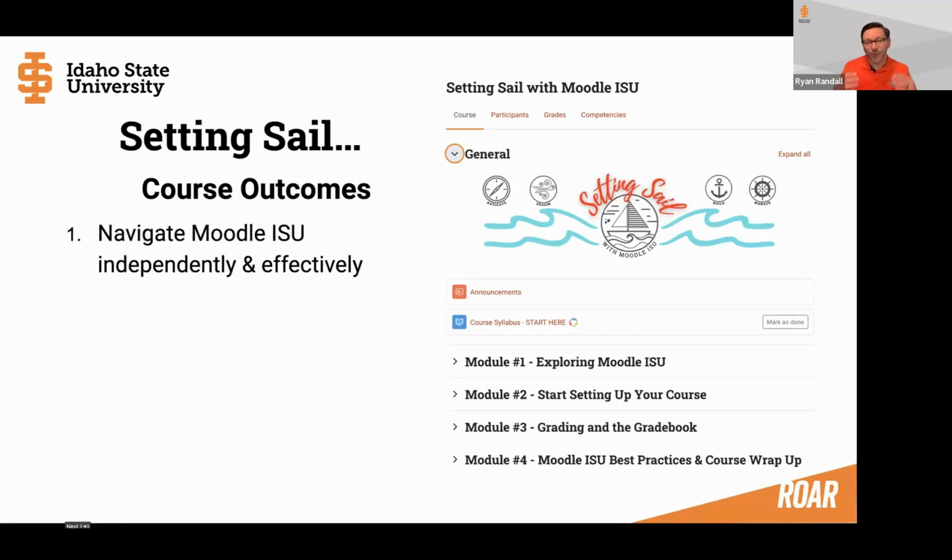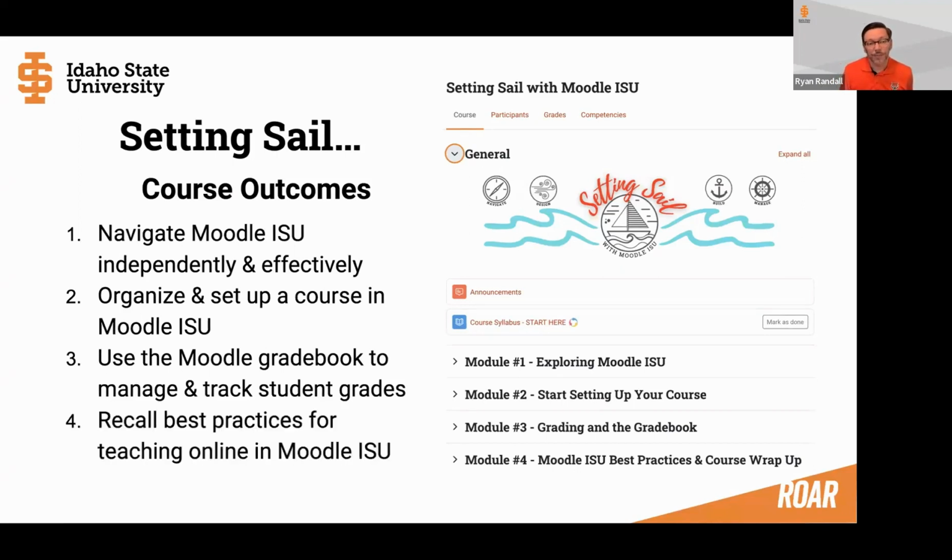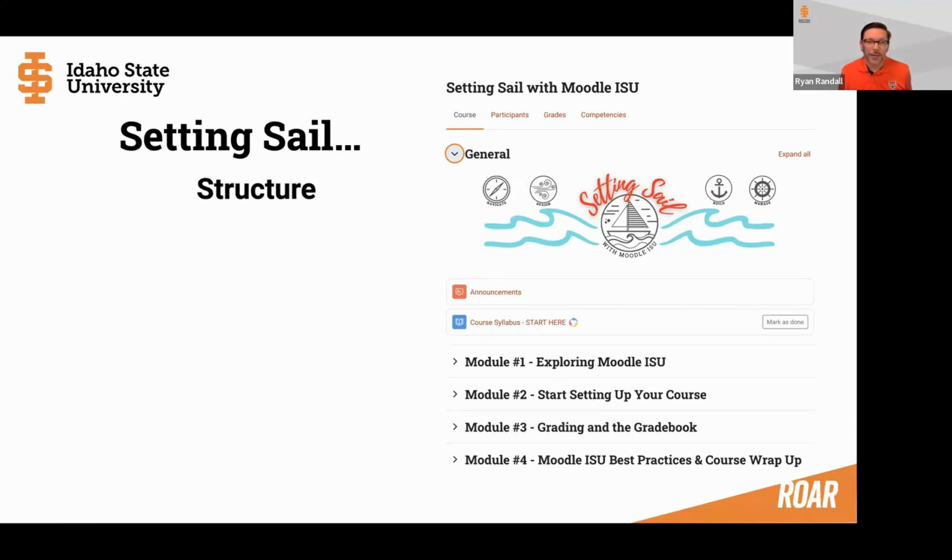But since you're here to learn, I'll let you know more about the course outcomes in detail. More robustly than as they're displayed in Moodle themselves, these are: Navigate Moodle ISU independently and effectively, organize and set up a course in Moodle ISU, use the Moodle Gradebook to manage and track student grades, and recall best practices for teaching online in Moodle ISU. Now I'll talk a little bit more about the structure in depth. Again, as you can see, there are those 4 modules. Now let's take a look at what each of those looks like in depth.